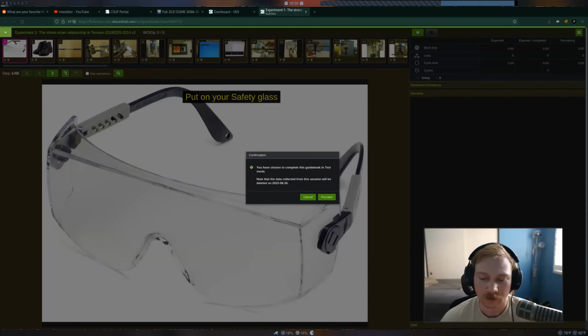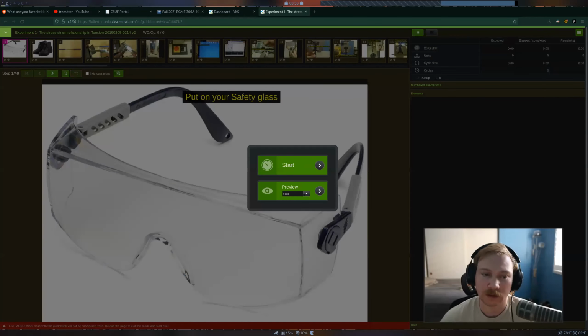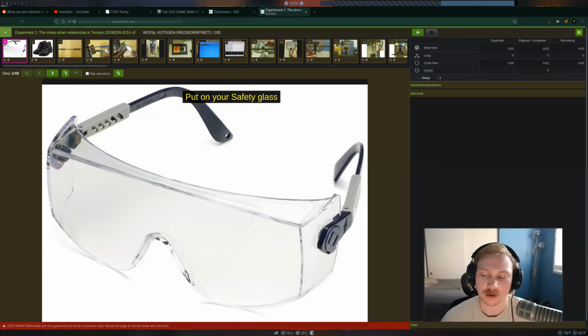So in years past, the procedures for each lab, they've only been on a lab handout. And I mean, that's okay, but I think it's a lot better to actually see visually what you have to do.